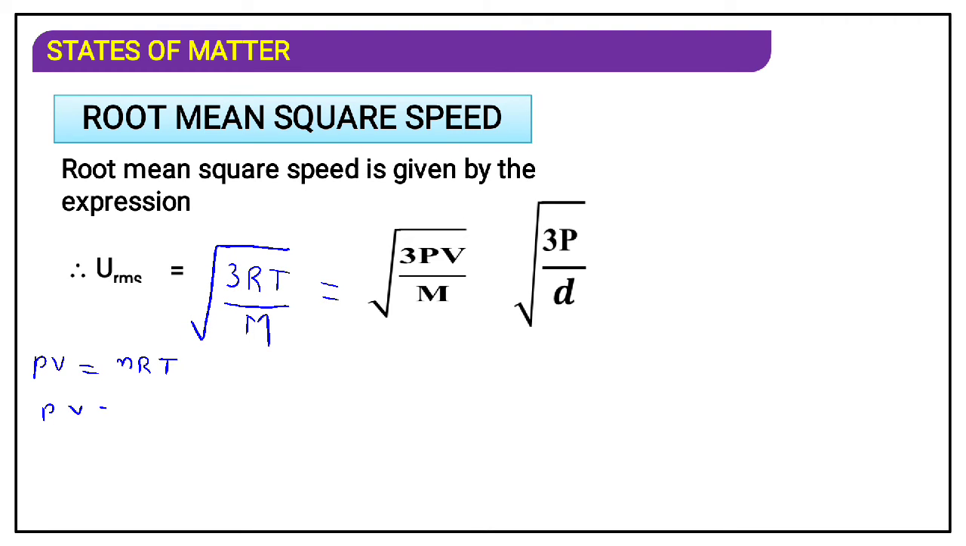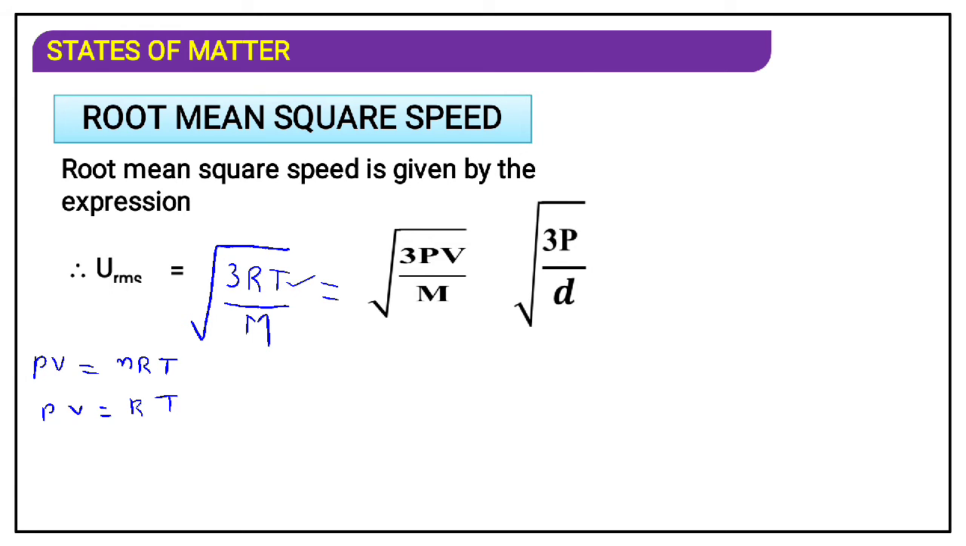Okay, PV is equal to RT. That's why in the place of RT, we are substituting PV. Here RT is there, no? In the place of this RT, we are substituting PV.